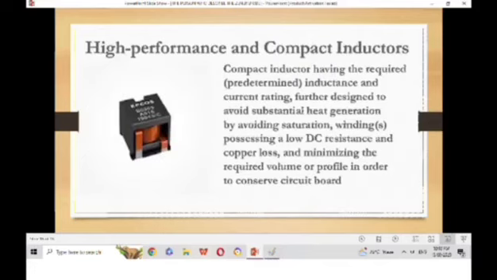Then the last one is high performance and compact inductors. A compact inductor has the required predetermined inductance and current rating, and is designed to avoid substantial heat generation by avoiding saturation, by possessing a low DC resistance and copper loss, and by minimizing the required volume or profile in order to conserve circuit board space.